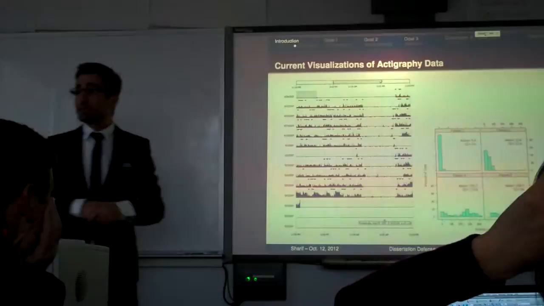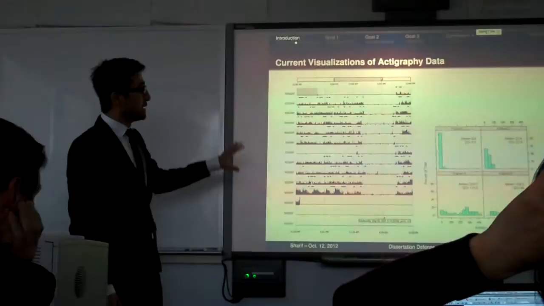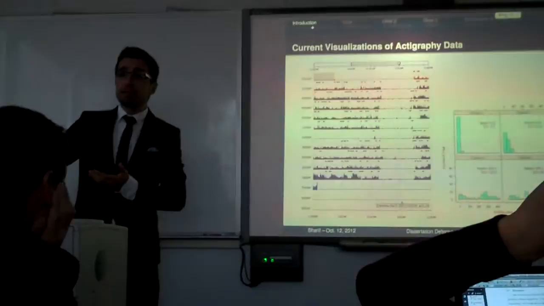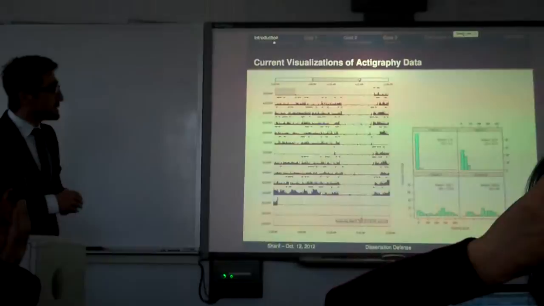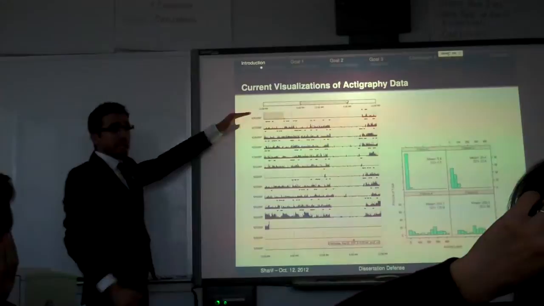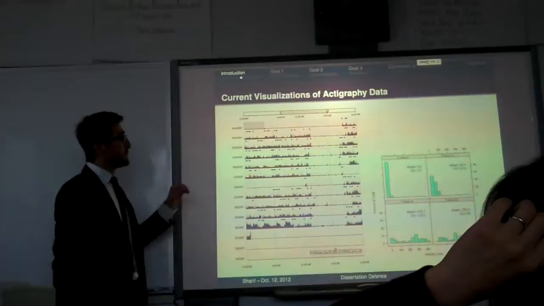Now, for the actigraphy data, what has been done so far is these two plots. These two kinds of plots are the main visualizations for this kind of data. They are useful plots, but they don't tell us a lot. This plot on the left-hand side, first of all, on the x-axis, you can see a timeline that goes from 12 p.m. to 12 p.m. on the second day. And it represents the activity level of one patient over several days.